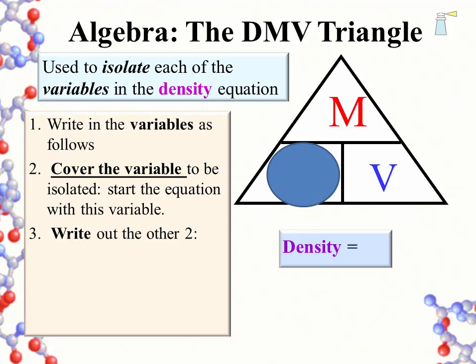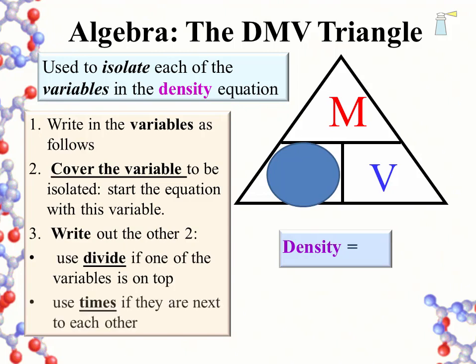Step 2 is to write out the other two variables. To do this, we're going to need to find the mathematical operation between the two uncovered variables. We will use division if one of the variables is on top of the other, and multiplication or times if they are next to each other. Here, M is on top of V, so we are going to divide. Now we write out the uncovered variables with the divide operator. M divided by V. Density equals mass divided by volume. That's the definition of density.